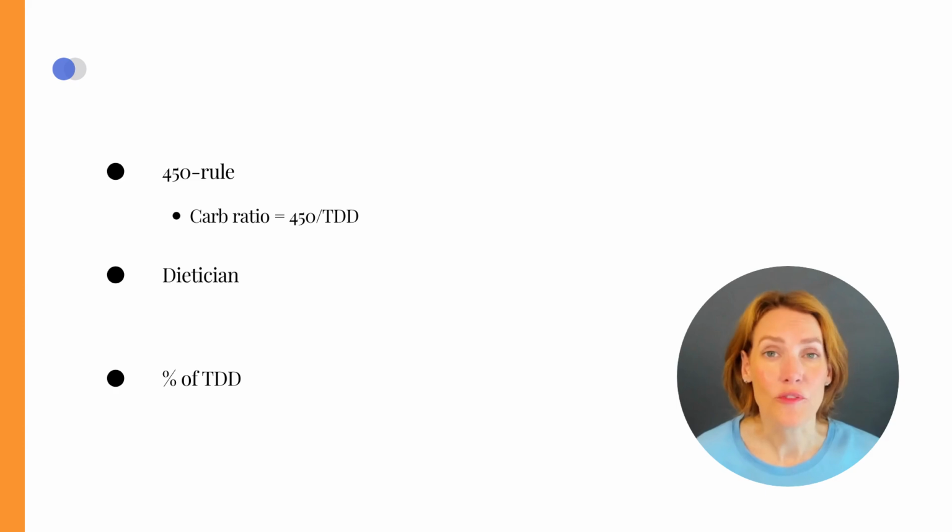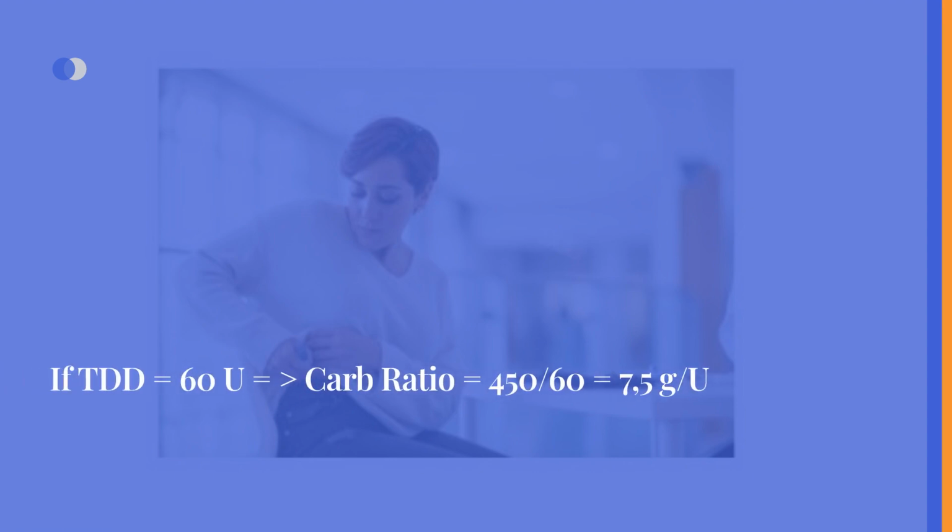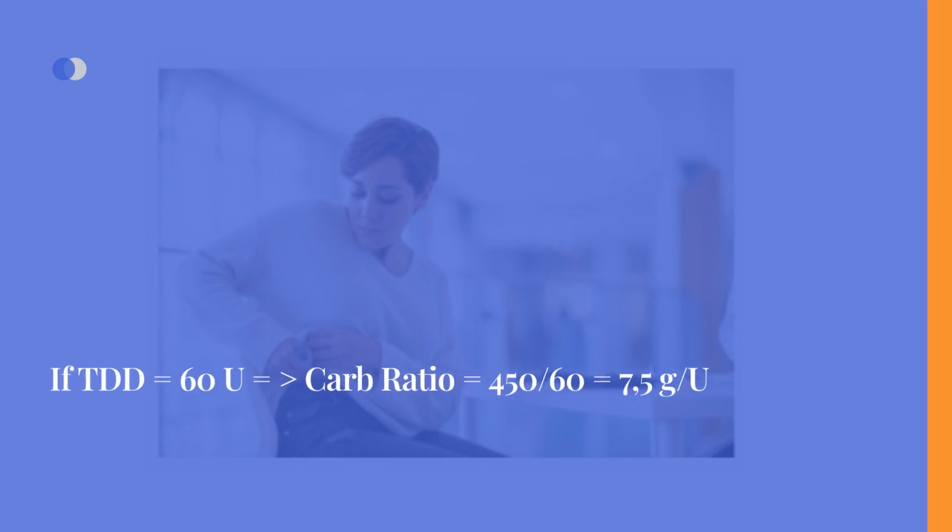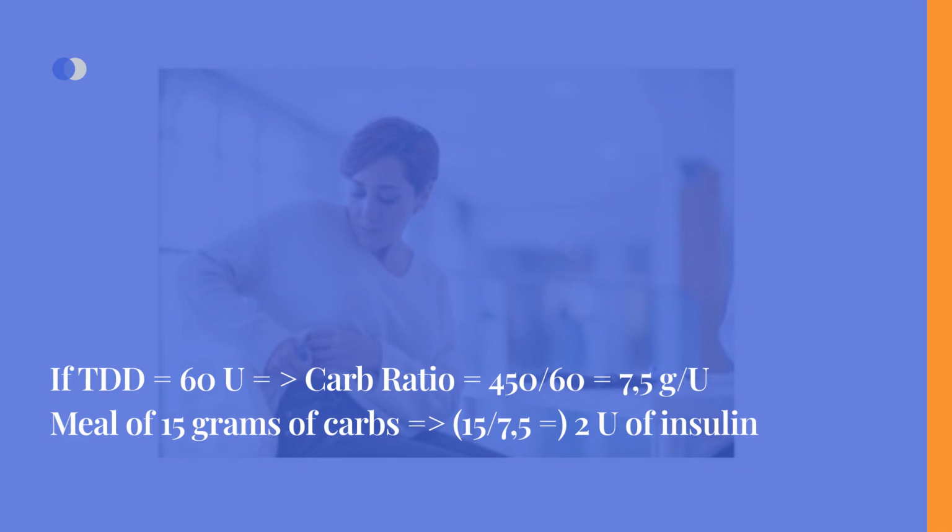The 450 rule means that you can divide 450 by the total daily insulin dose to calculate the carb ratio. For example, if Anne's total daily insulin dose was 60 units and using the 450 rule, her carbohydrate ratio would be 7.5 grams per unit. Hence, for a meal of 15 grams, she would need 2 units of insulin.